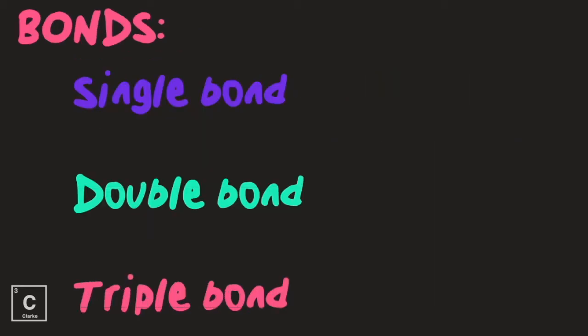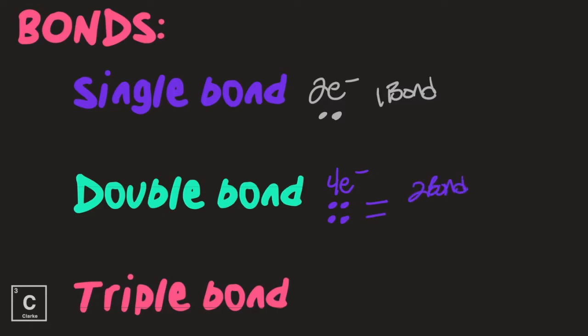Oops, I completely forgot. We still need to talk about single bond, double bond, and triple bonds. A single bond is worth 2 electrons. 2 dots is going to make 1 bond, and we call 1 bond a single bond. A double bond is going to be 4 electrons. You'll have 1 bond, 2 bonds. They'll actually look like this, like an equal sign. 2 bonds, and so it's worth 4 electrons.